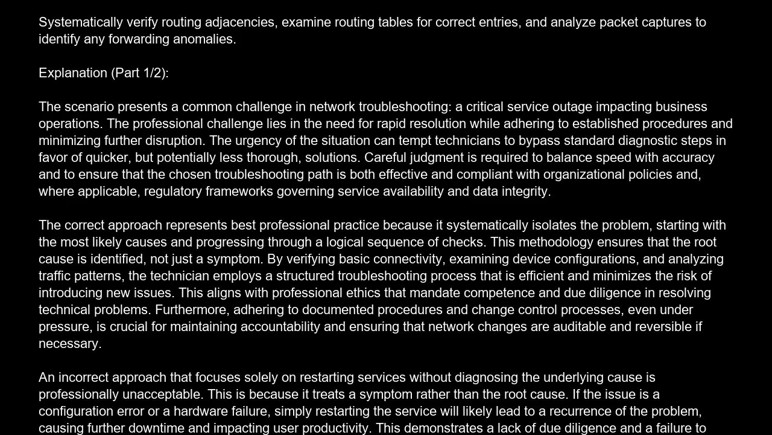An incorrect approach that focuses solely on restarting services without diagnosing the underlying cause is professionally unacceptable. This is because it treats a symptom rather than the root cause. If the issue is a configuration error or a hardware failure, simply restarting the service will likely lead to a recurrence of the problem, causing further downtime and impacting user productivity.